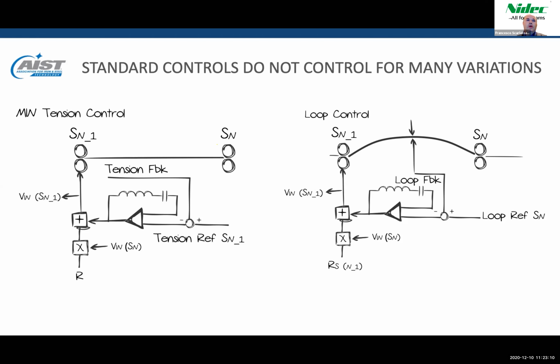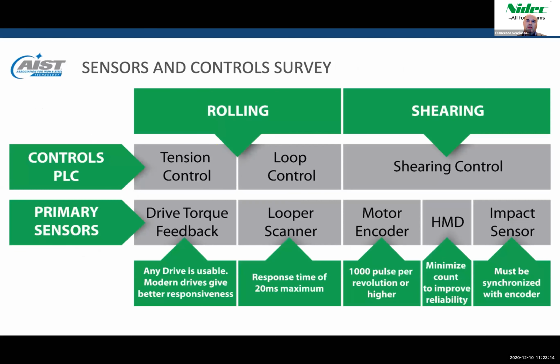So, the control survey will focus on the PLC and the sensor for the rolling and shearing function. The image that you see shows the primary sensor of interest and indicates how to assess each sensor for a successful control system upgrade. And now we will try to review each sensor. So first we have drive torque feedback.